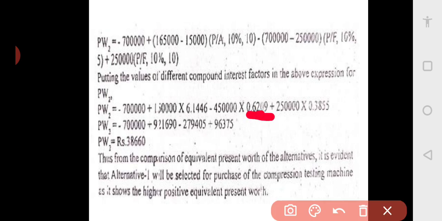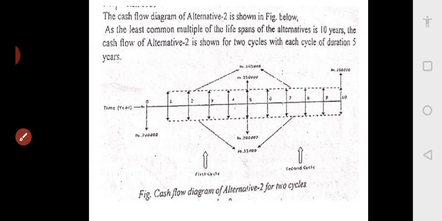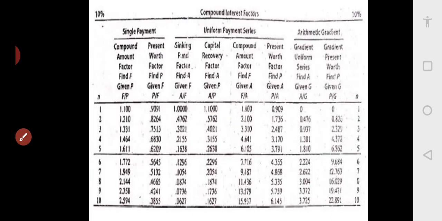What we are telling, this is for 5 years. Okay, and then 2,50,000 rupees salvage value into 0.3855. This we have seen for 10 years. So going back, this 0.6209, how we have got, we will see from the chart. Now we can see the chart here again. So this is single payment.